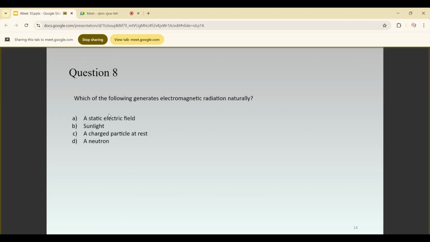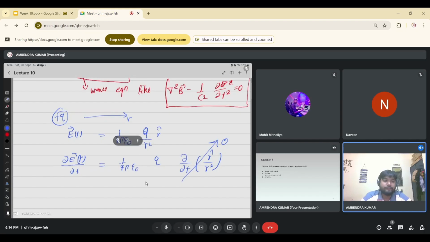And then a neutron. A neutron is a neutral particle, so it has actually no charge. Even though it is accelerated, it does not have any charge. It has a mass, so it won't give us electromagnetic radiation.